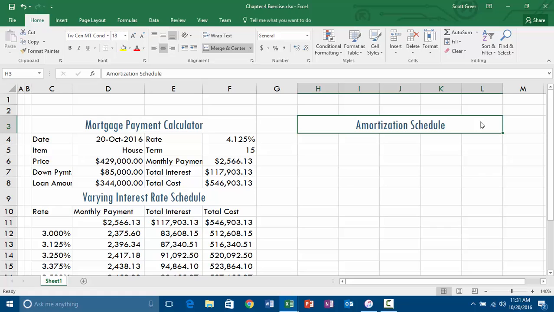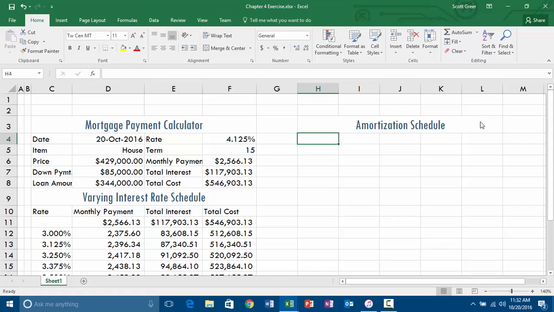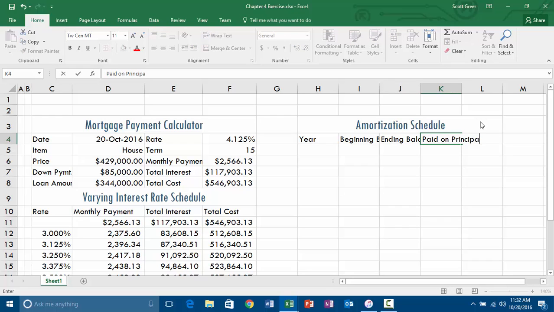Setting up another section in here for this. It started in H3. Now what we're going to do in here is put our headings on top. So we want Year, Beginning Balance. I'm using Tab to go over, by the way. Ending Balance, Tab, Paid on Principal, Tab, Interest Paid, Tab. And when I hit Enter, because I used Tab, it'll take me back to the beginning, which is wonderful.